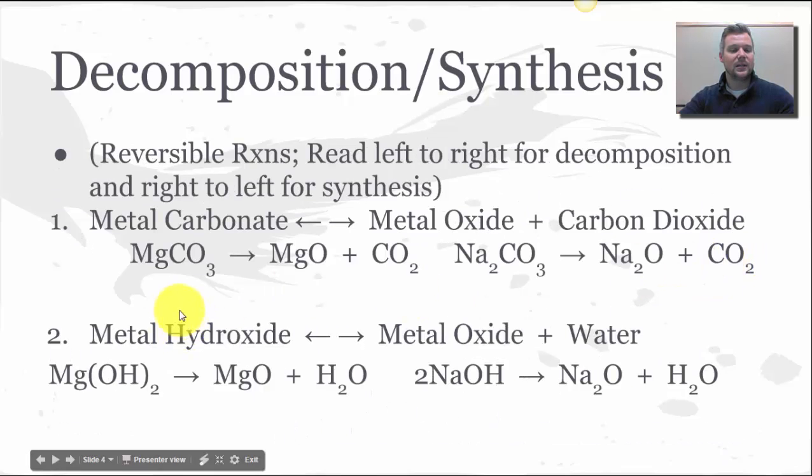For the second reaction here, metal hydroxide, so like above, the metal has to stay the same on both sides of our arrow. We could take magnesium oxide with water and make magnesium hydroxide. We could make sodium oxide plus water and make sodium hydroxide. So this is, again, that special reaction pathway that we see.